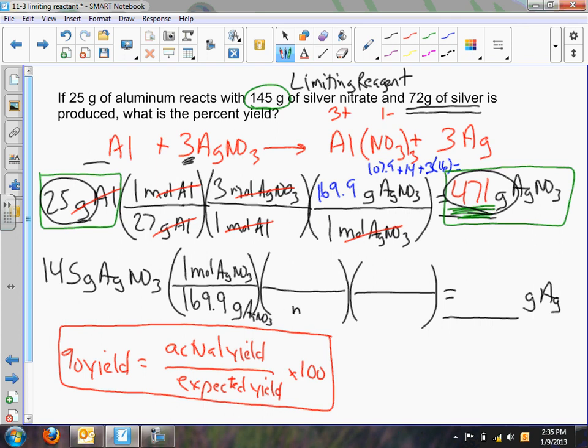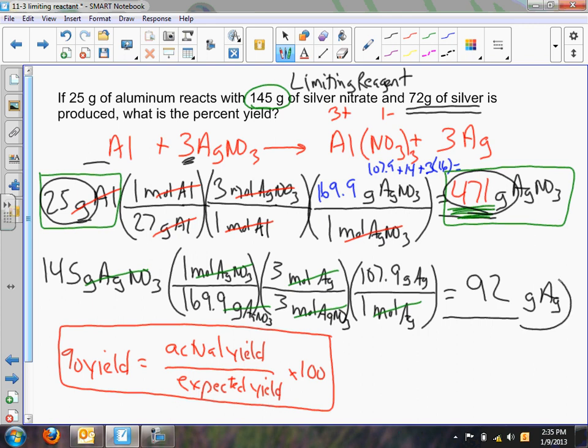From my molar ratios, moles of silver nitrate on the bottom, moles of what I'm looking for, silver, on the top. The balanced equation says there's 3 silvers for every 3 silver nitrates. And then 1 mole of silver is equal to 107.9 grams of silver. Canceling out my units, everything cancels out except I'm left with grams of silver. And it should be 92 grams of silver.